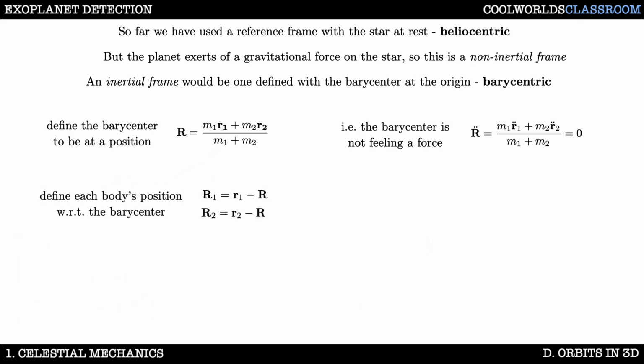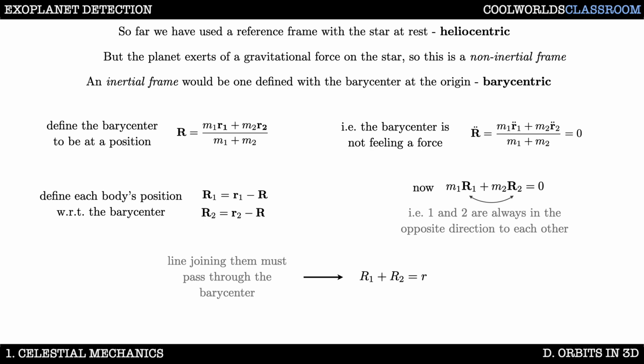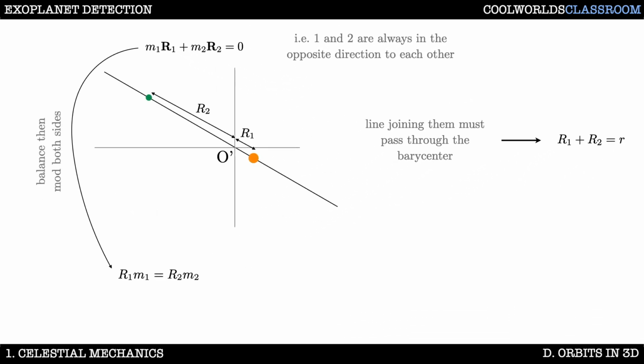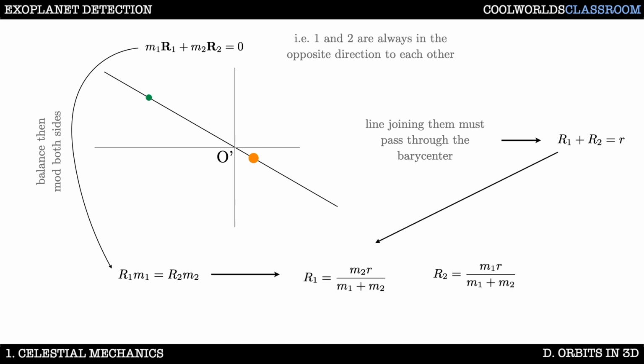We can write the relative positions of bodies 1 and 2 with respect to this barycenter by a simple translation. It's straightforward to show that m1r1 plus m2r2 equals 0, and that means that r1 and r2 are really just opposite mirrors of each other, scaled by their mass ratio. In other words, they always lie on opposite sides of the barycenter. And so the line that connects them must run through the barycenter, meaning we have a picture that looks a little bit like this. Taking the magnitude of these barycentric vectors, we get r1 m1 equals r2 m2, which when combined with r1 plus r2 equals little r, gives the following.